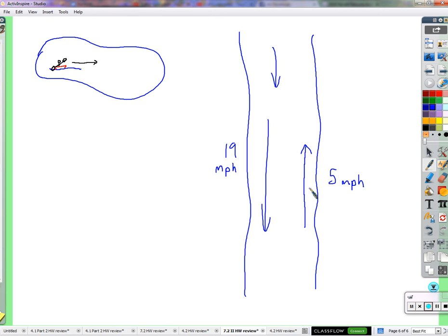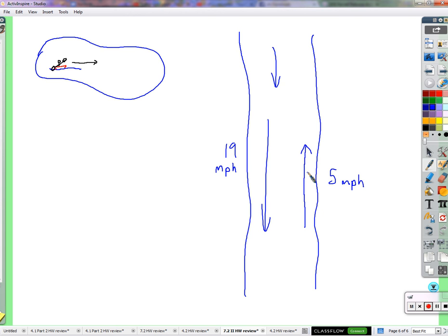Okay, so we're between 5 and 19, so as far as our guessing, it's not worth guessing anything 5 or less, right? Okay, so if she can paddle 6 miles an hour, and she's going 19 miles an hour down river, then how fast must the river be going? 13 miles per hour. Okay, if that's true, though, and the river goes 13 miles an hour, she paddles up the river at 6 miles an hour.